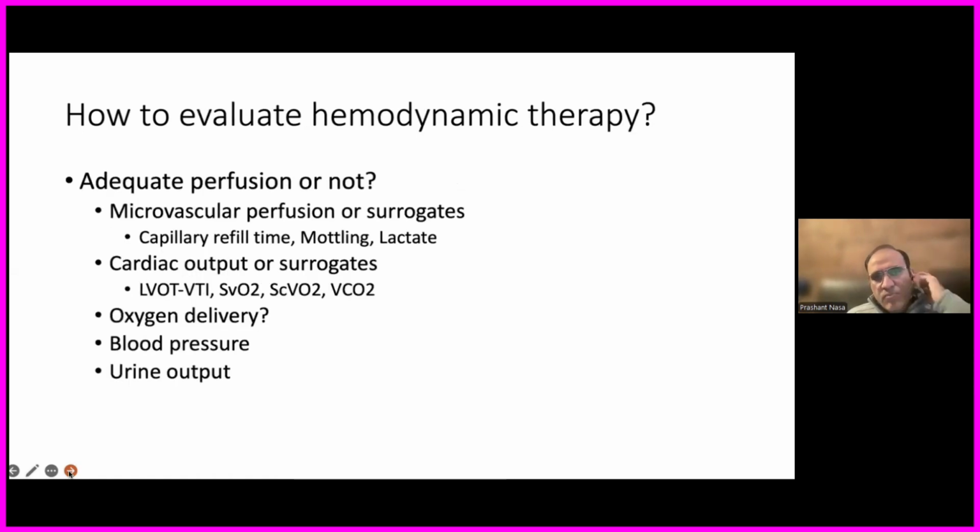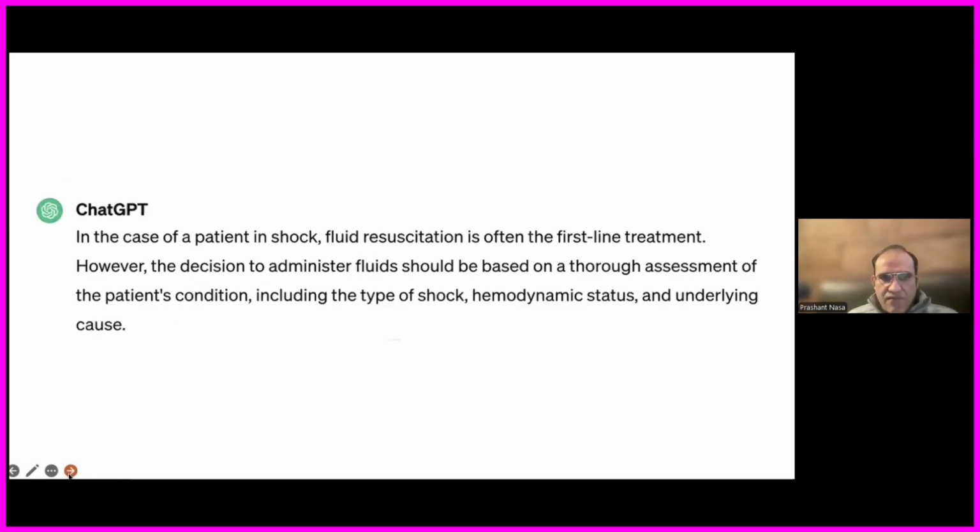And then finally, how do we monitor the response to this therapy, looking again at microcirculation, just simply mean arterial pressure or urine output, or should we actually target something like microvascular perfusion? So this dilemma between macro and micro is ever going, and still we don't have enough of an answer. So how can we put in a new thing, which is artificial intelligence? That is what I did, asking ChatGPT to start with: how should artificial intelligence be used in case of fluid resuscitation? And the answer I got was, in a patient with shock, fluid resuscitation is often the first line treatment.